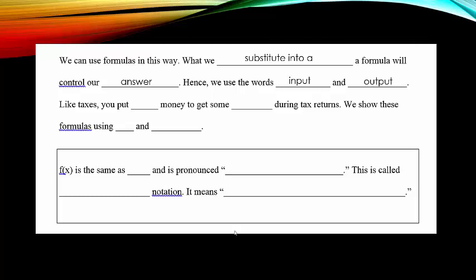And it's just like taxes. And you can ask your parents, when you have taxes, you have to put so much money into the government. You have to give the government so much money. So that way when tax returns come, you get some out.